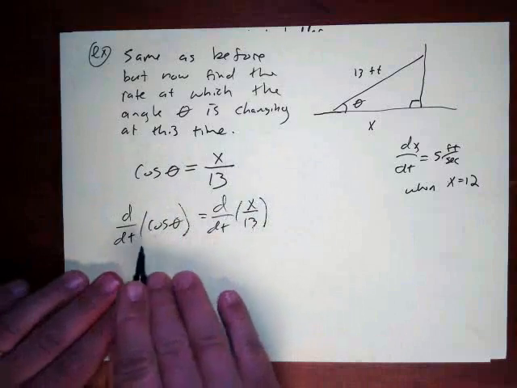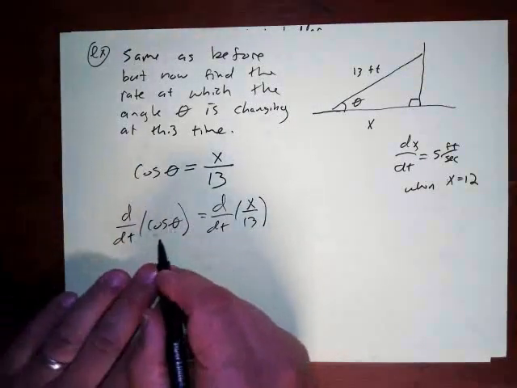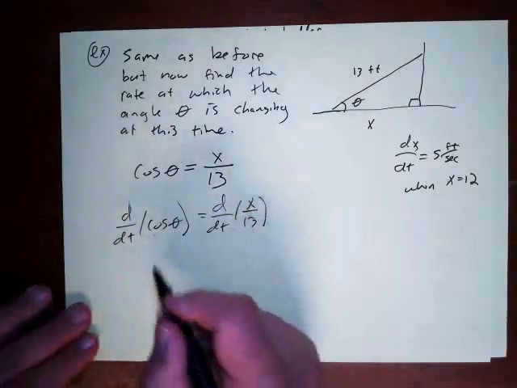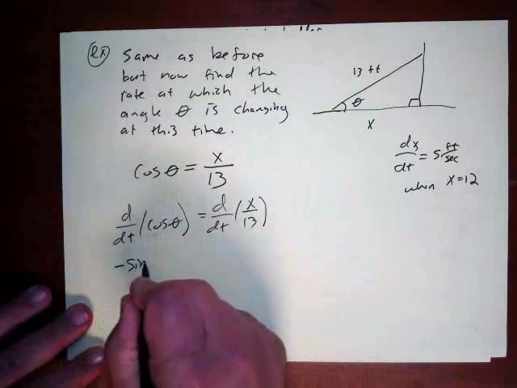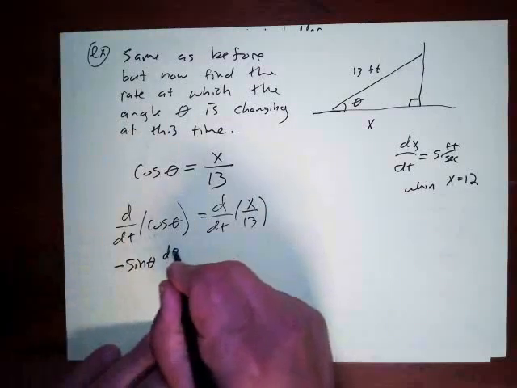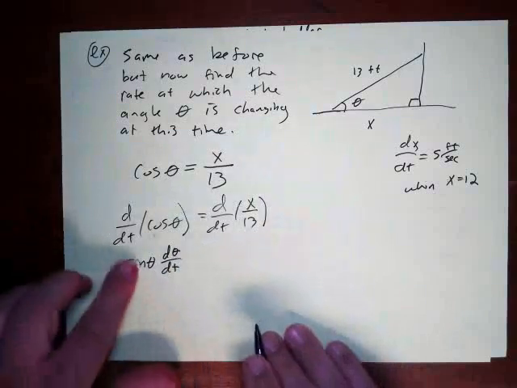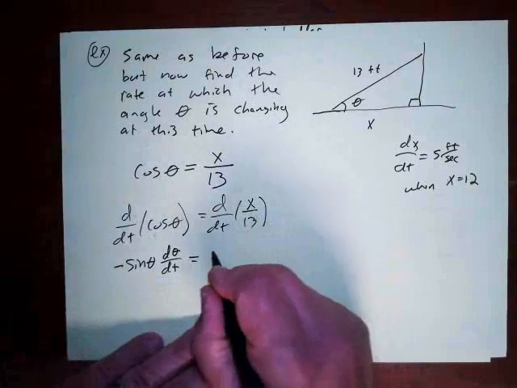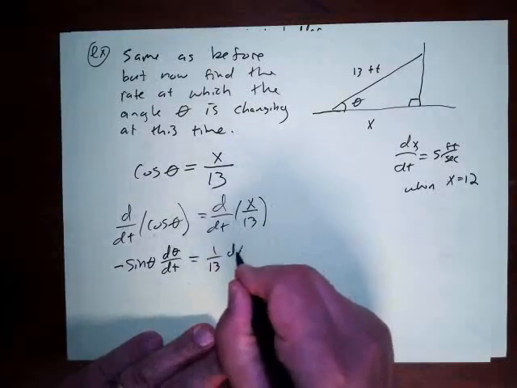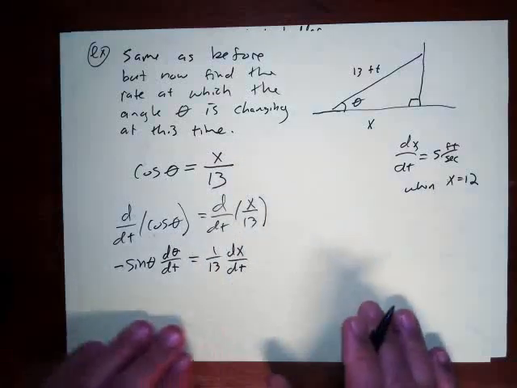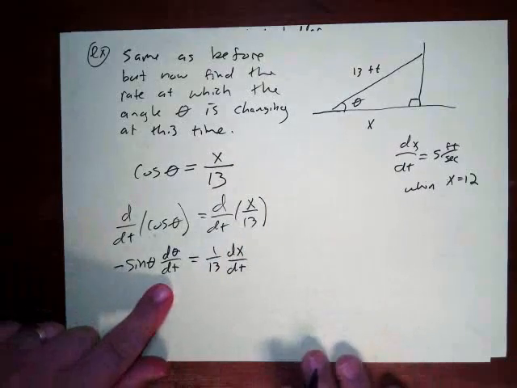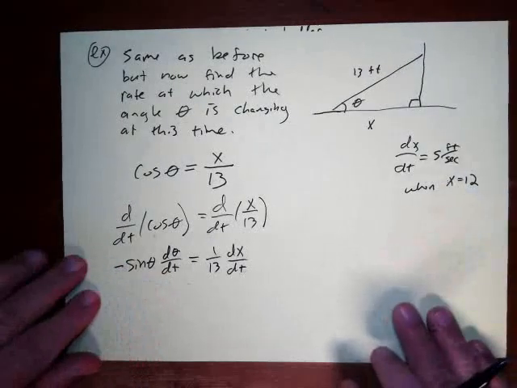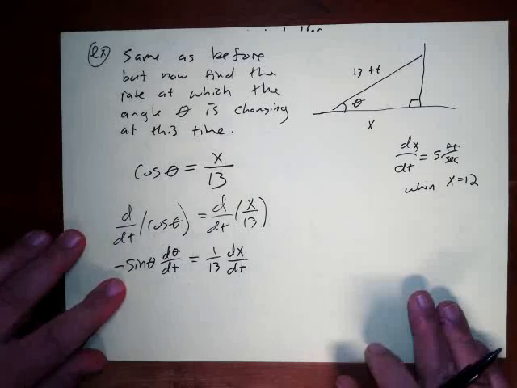and when I do this implicit differentiation, treating theta as an implicit function of t, I'm going to get the opposite of sine of theta times d theta/dt. That's what this will equal. And so this one will just be 1 over 13 dx/dt. Okay, and I want to find d theta/dt when x is equal to 12, it looks like.